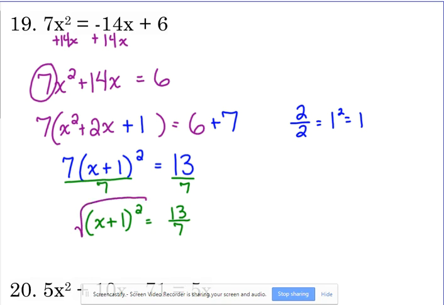So we take the square root of both sides. We get x plus 1 is equal to the plus or minus. Man, I wish those were perfect squares, but they're not. So I gotta leave them like that. Let's move our 1 to the other side.